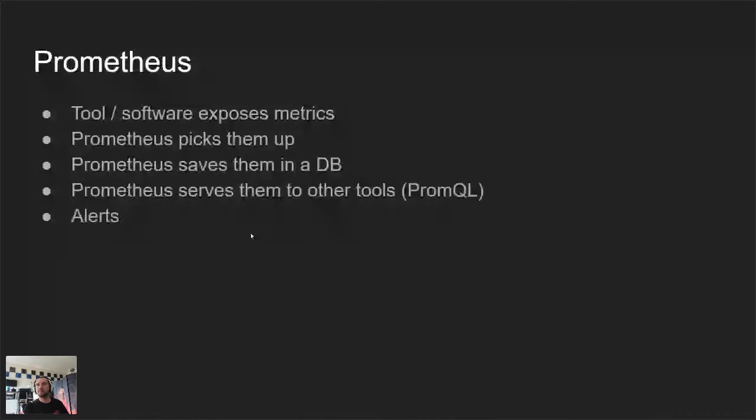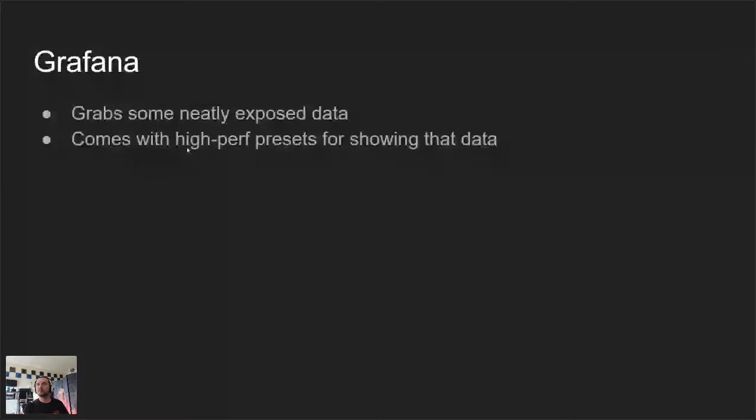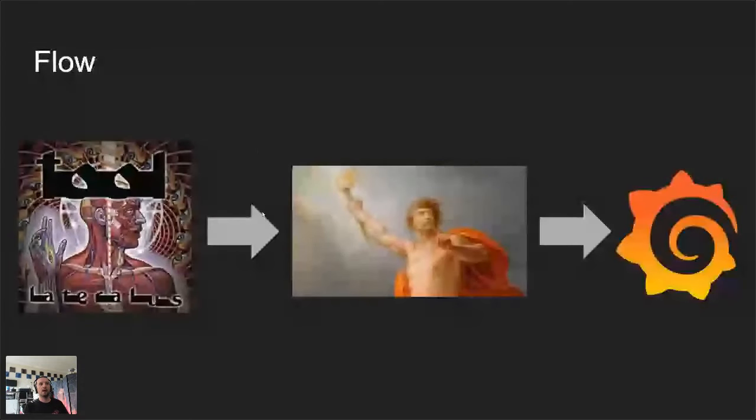Grafana grabs some neatly exposed data. It comes with high-performance presets for showing that data, has alerts, and is very customizable. This is the flow that I mentioned. You can see here that we go from tool to Prometheus to Grafana, and that's what we're going to be focusing on now. So we actually have a guide.